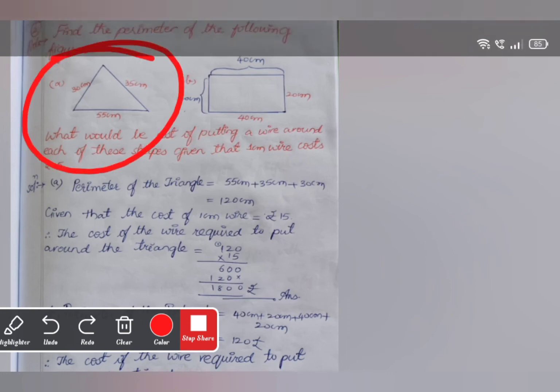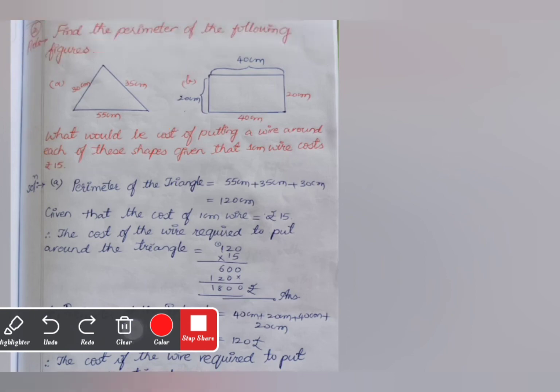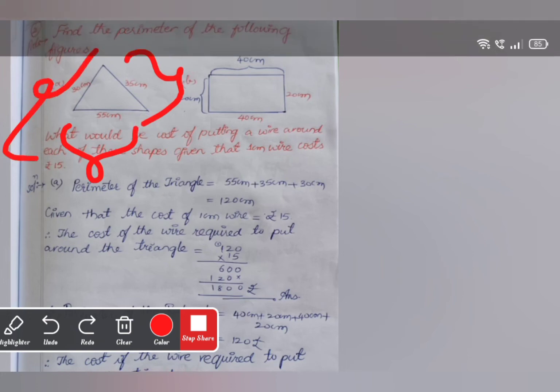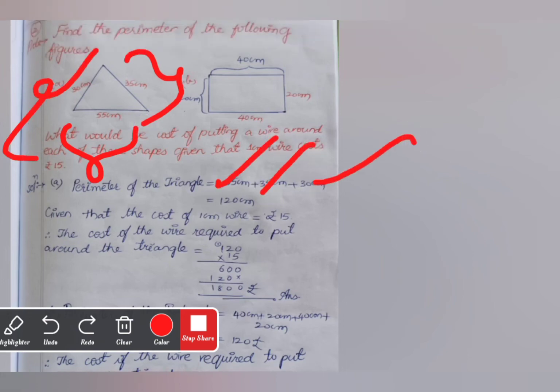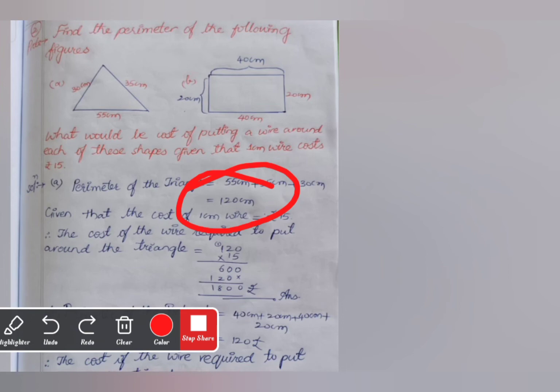Perimeter of this shape. How do you find the perimeter of a shape? By adding all the boundaries. So 35 plus 55 plus 30 gives us 120 centimeter.